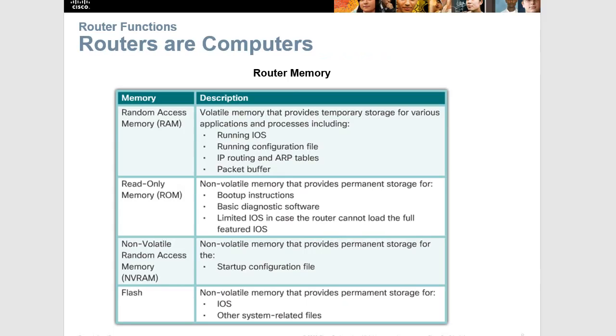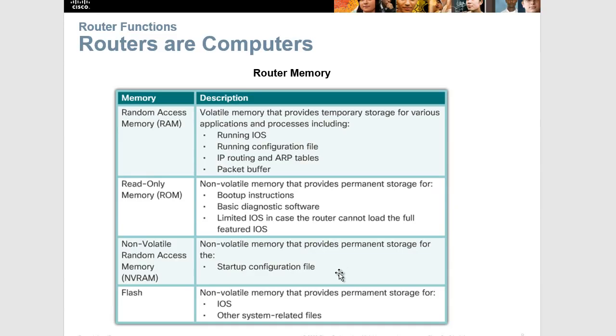More review materials. We've talked about RAM and what's stored there: your running config, your running IOS, your IP and ARP tables, your packet buffer. You see that all here. Okay. Remember, your startup config is stored in NVRAM, and that then loads into RAM as you boot the router. And so that running config is in your RAM. You never have a startup config file in RAM. You never have a running config file in NVRAM.